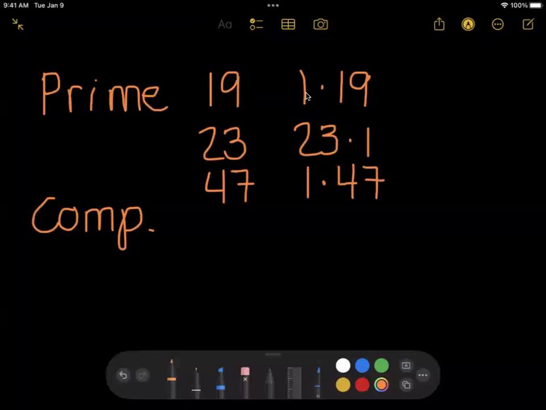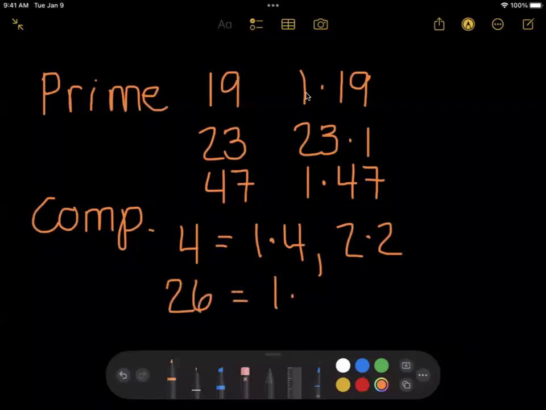Composite numbers are all the other numbers. These numbers have multiple ways to multiply and get that number. An example of a composite number would be 4, because I can multiply 1 times 4 to get 4, but I could also do 2 times 2. So that makes it a composite number. There's more than just the one way to multiply and get that number. Another example would be 26. For 26, I could do 1 times 26, or I could do 2 times 13. So again, that is a composite number. Most numbers out there are composite numbers, but there are a few very special numbers that are prime numbers.